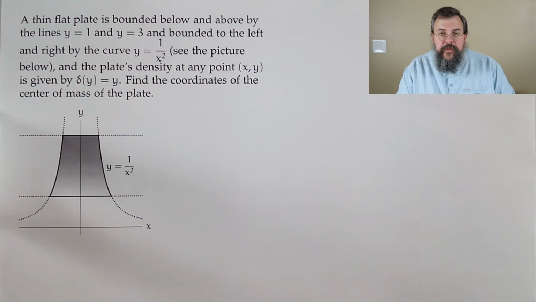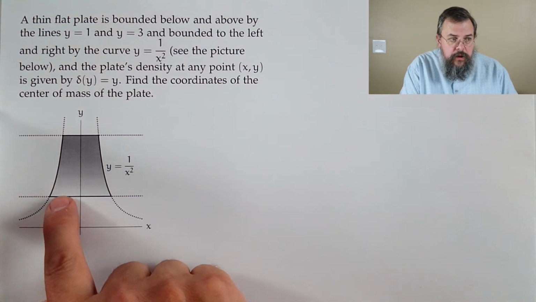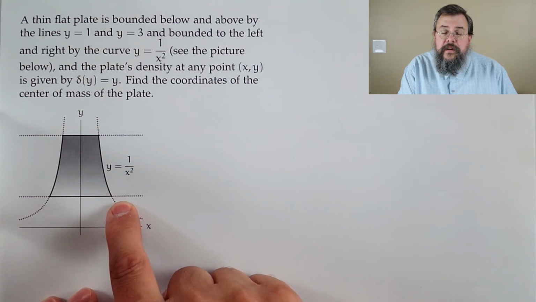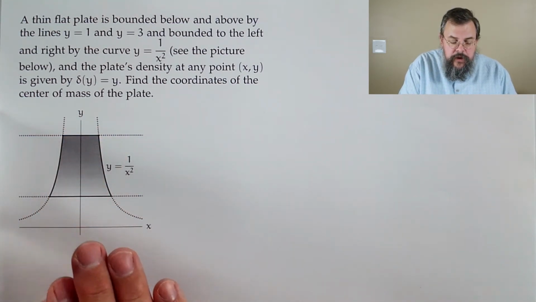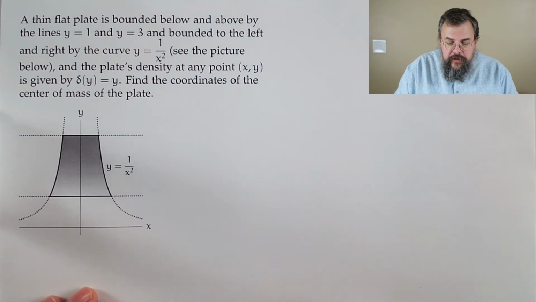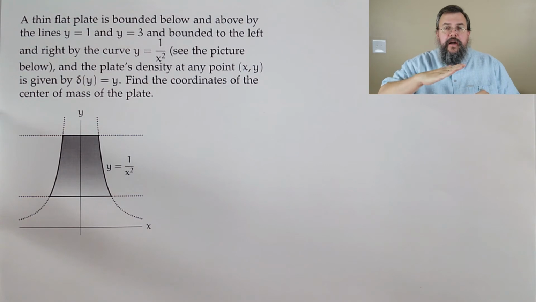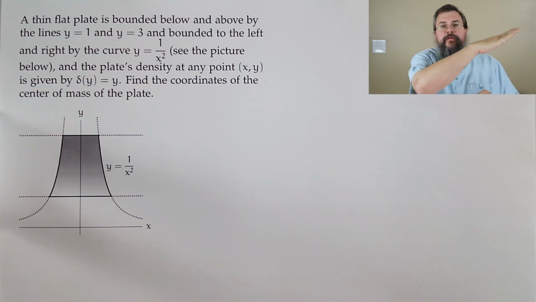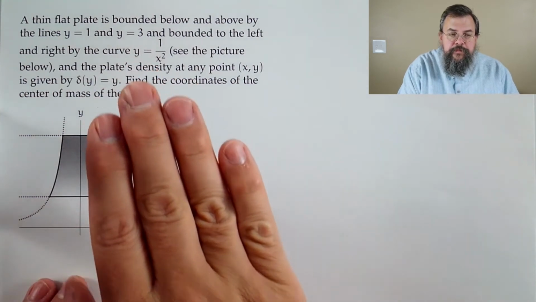Now, what does this mean? Well, what it means is that if we're down here, at a lower y value, we're less dense, while up here, at a higher y value, we're more dense. So if we were almost thinking of it as a plane with a little bit of thickness, as we go from the bottom to the top, it's getting thicker as we move up. So it's getting from thin to thick as we move up.